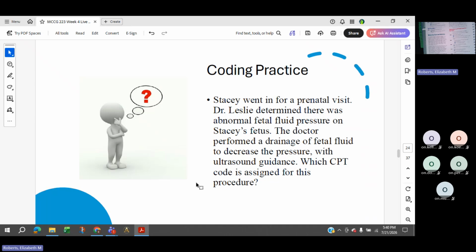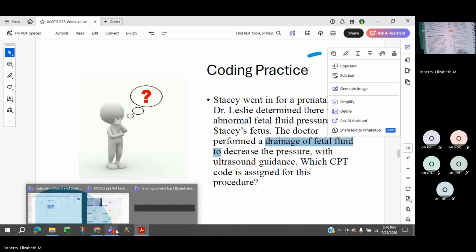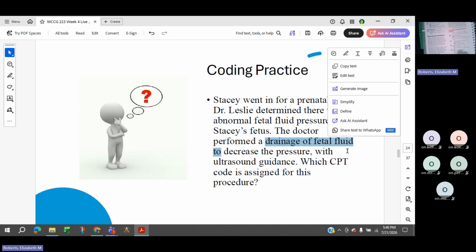I bet you it's going to be around this section that we were just looking at here, right? So if you look, okay, so drainage of fluid, the fetal fluid, let's just do some medical terminology really fast. Fetal fluid, what's the term for fetal fluid?